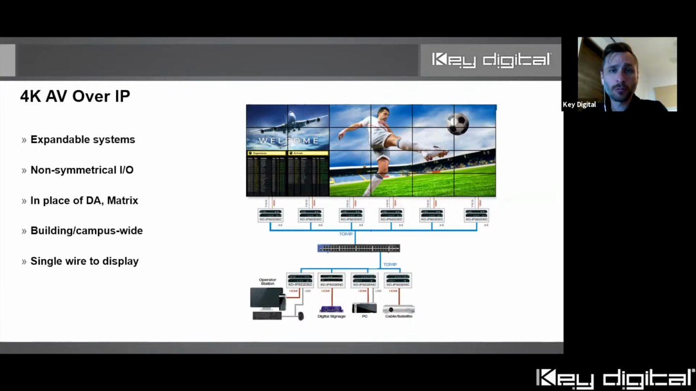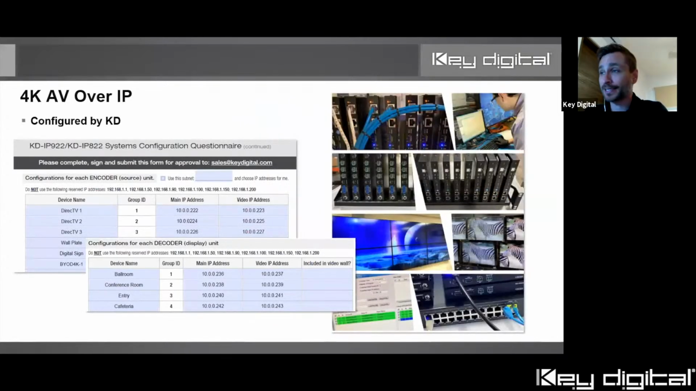You can go building wide or campus wide. You could use fiber, 10G fiber or larger, and even features like link aggregation with your network switch to build larger than 10G fiber pipes to interconnect network switches to create one system. And you only need that one wire to each display. That wire is a Cat6. It must be a Cat6 cable with Key Digital 4K AV over IP. Now, those are the reasons why AV over IP is so popular.